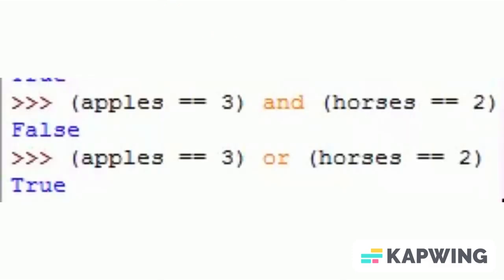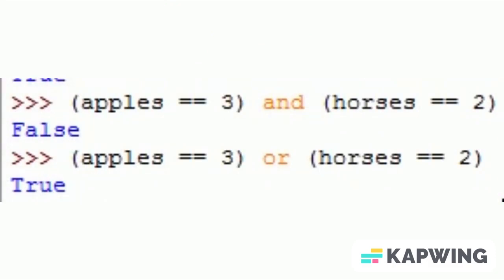We can also use other examples. For example, apples is not equal to horses. We check if the statement is True or False. Obviously it's True because we have more apples than horses.